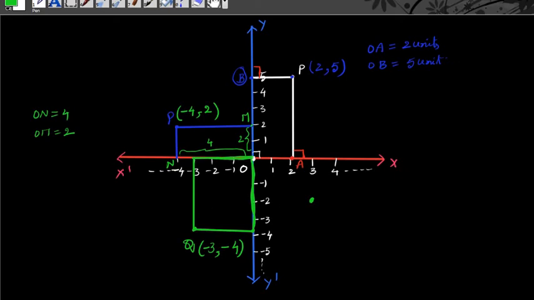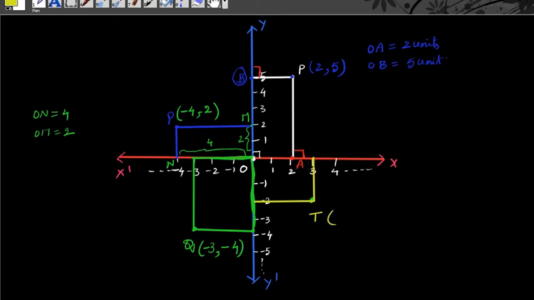So the name of this point is T. Okay. Now how can you plot this point here? You have to draw the perpendicular line from the point to the x-axis. Next, draw a perpendicular line from the point to the y-axis.